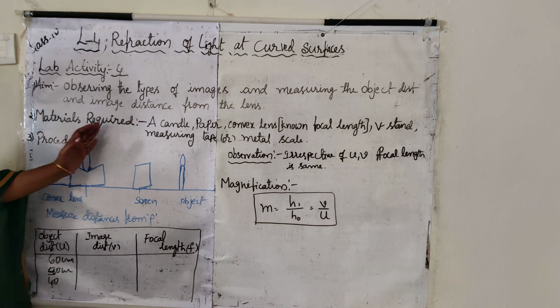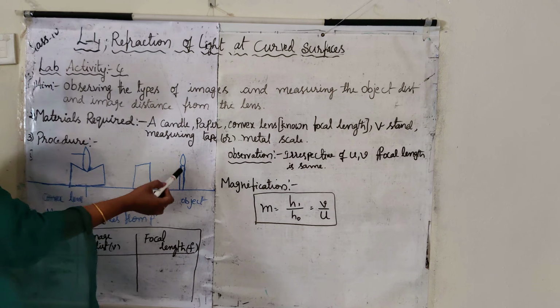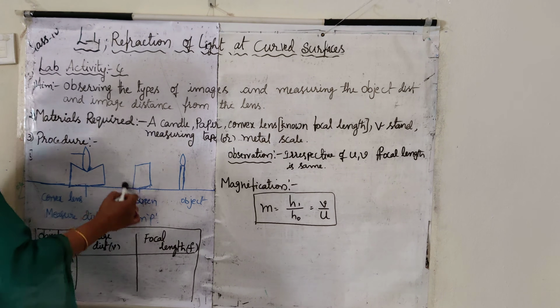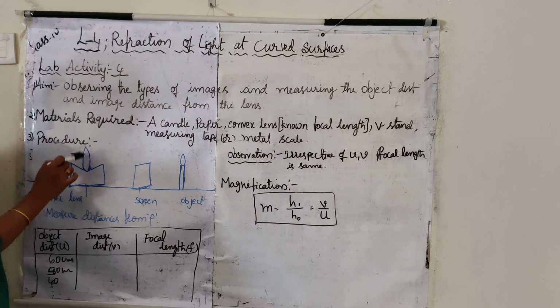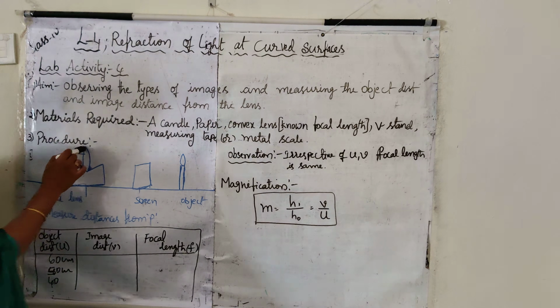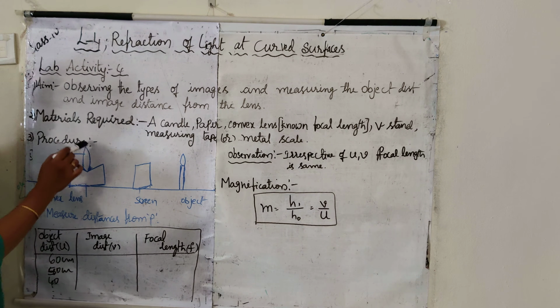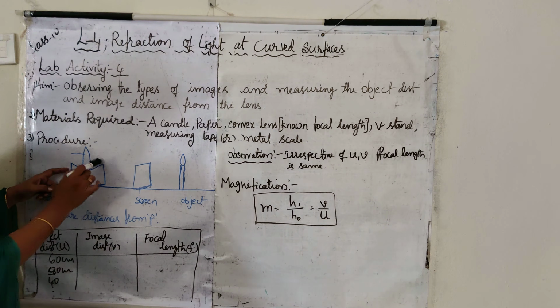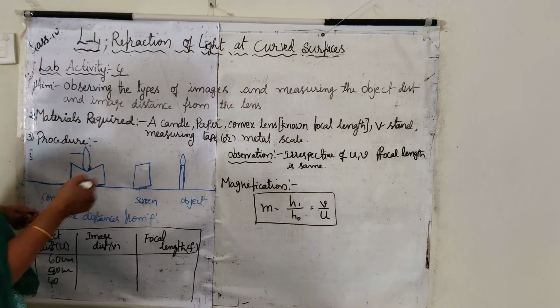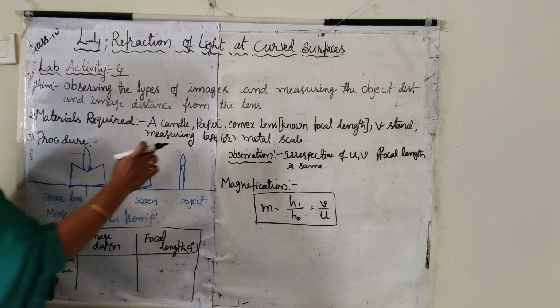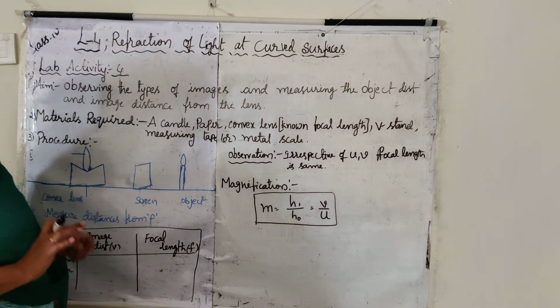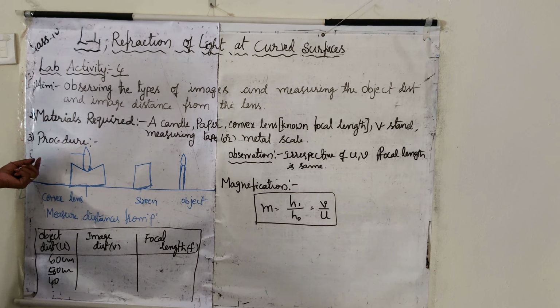Next, what are the materials required? A candle, paper. Paper means we are using it as a screen. Convex lens. This convex lens we have to take as a known focal length, and this is known as a V stand. Measuring tape, to measure the distances from the lens to the screen or from the lens to the candle, we have to use measuring tape or scale. So these are the materials required for this lab activity.